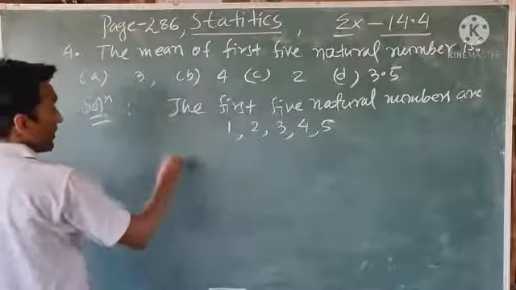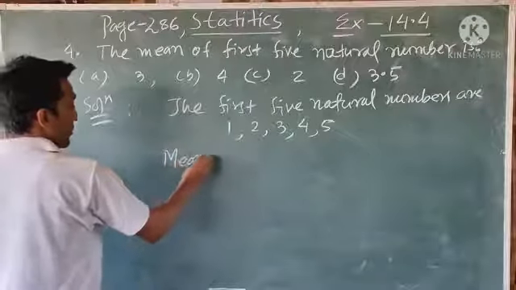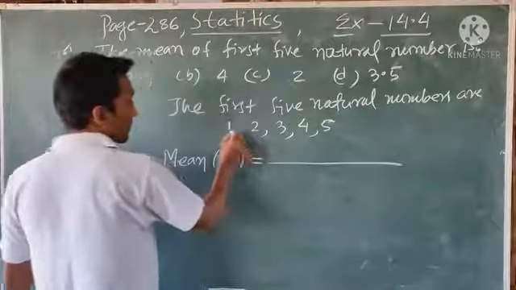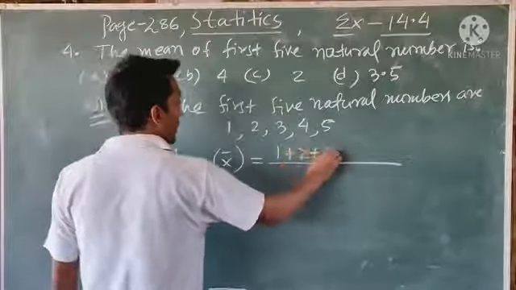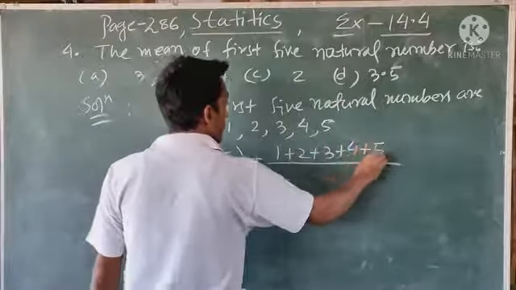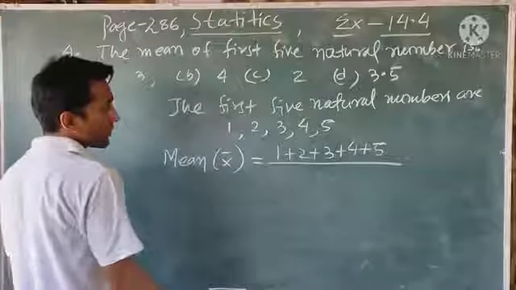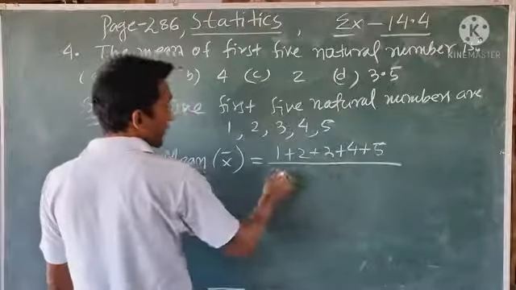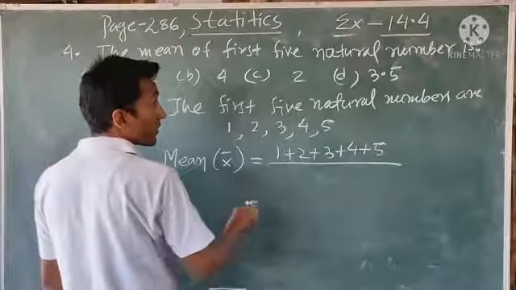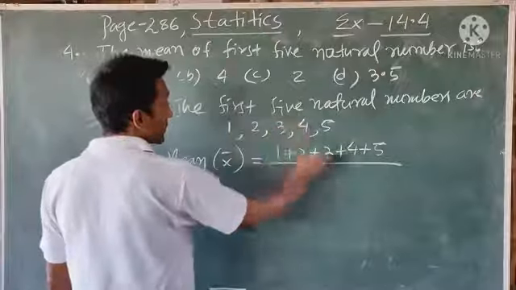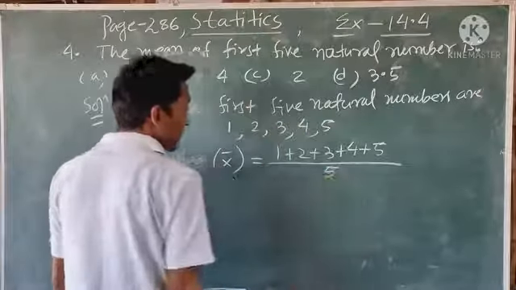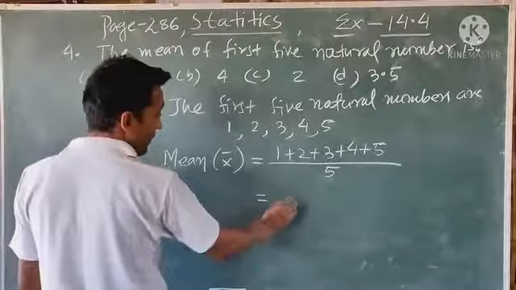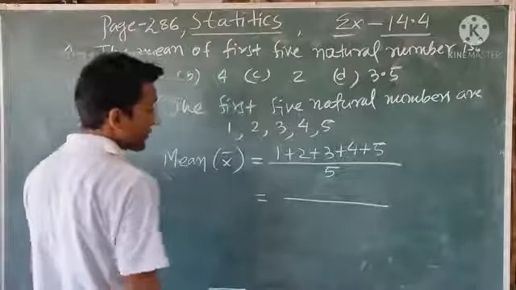Now you have to find the mean. Mean equals sum of the observations, 1 plus 2 plus 3 plus 4 plus 5. We have 5 numbers. You have to add all the numbers, the sum of all the observations, then divide by the total number of observations. How many observations are there? 1, 2, 3, 4, 5. So you have to divide by 5. Mean or average is the same.